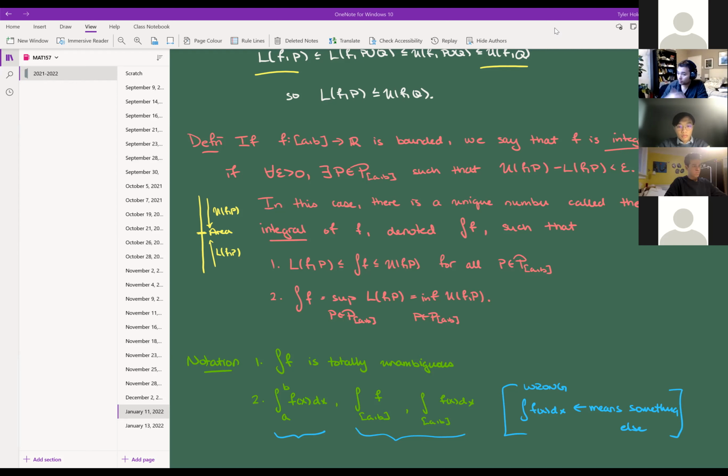Then we talked about upper and lower Darboux sums. You take a partition, you find the infimum and the supremum of the function on each piece of the partition, use that to compute a rectangle, and that gives you an approximation of the area under the curve.